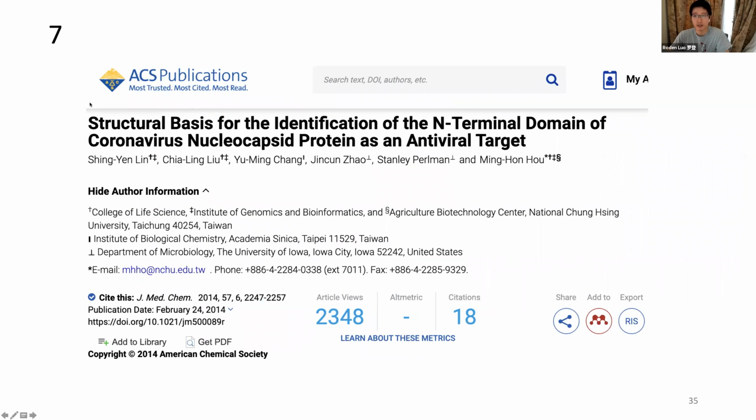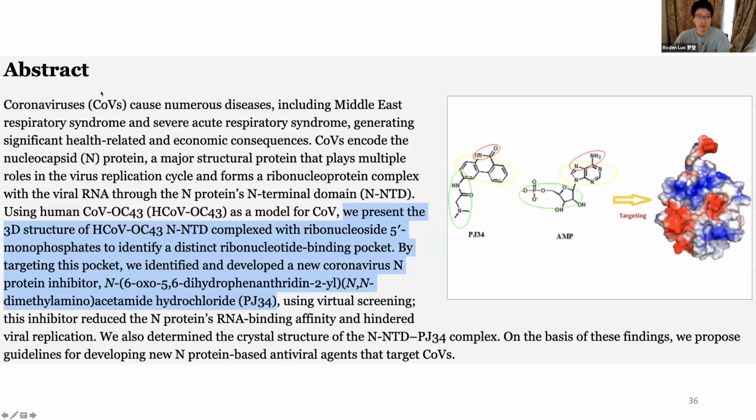This is a paper I found when I started to prepare my slides, so I didn't go very detailed. Here is the abstract. Basically, they present the 3D structures of a H coronavirus, another human coronavirus, but not SARS. The structure of N proteins, N-TD, N-terminal domain. Previously, we were talking about the C-TD, and that forms the helix. Now it's N-TD. Complex with ribonucleotide 5' monophosphate, which is the building blocks of RNA.